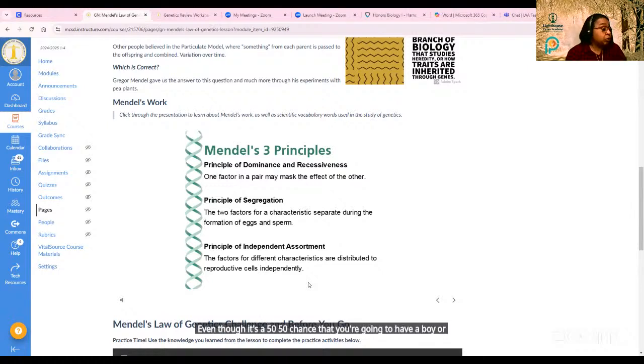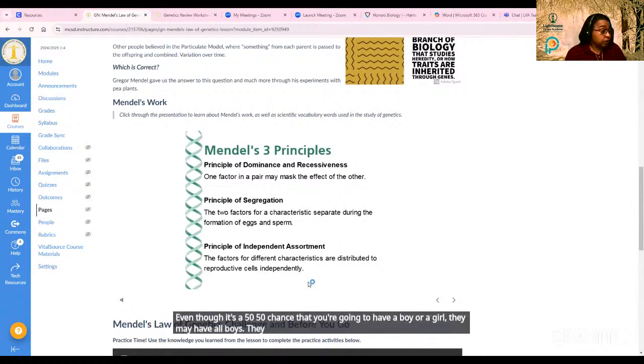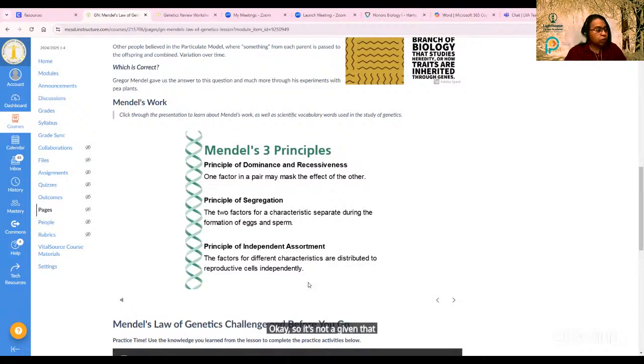They may have all boys. They may have all girls. Okay. In large families, you may have 3 boys, 2 girls kind of thing. So independent assortment means that they separate out independently. They don't always travel together. Okay, so it's not a given that these traits are going to go together all the time.